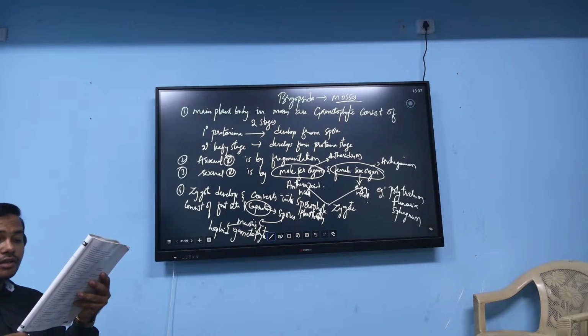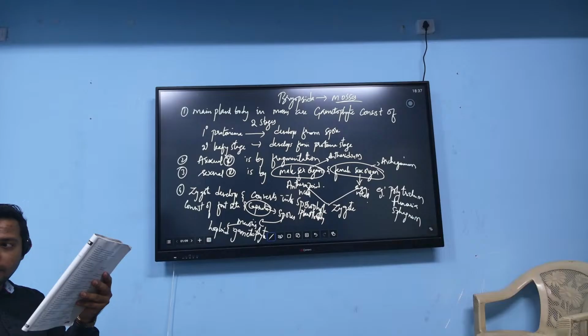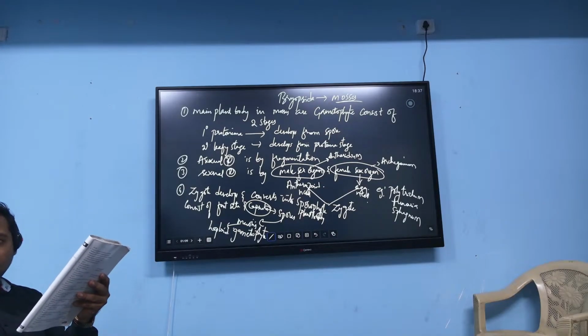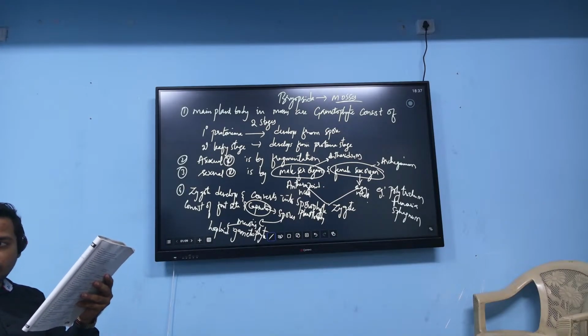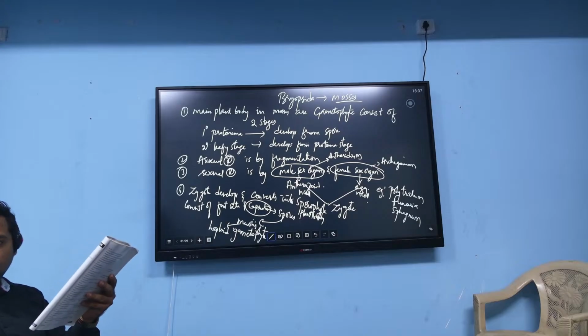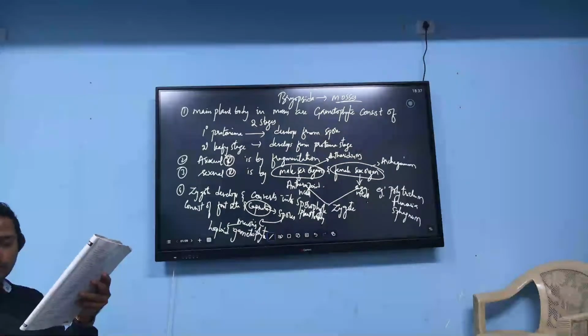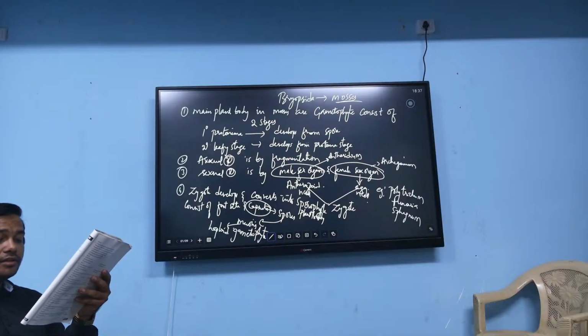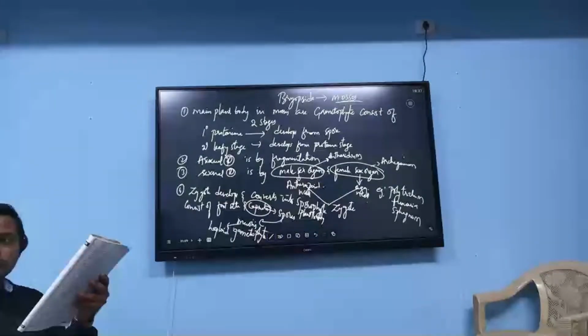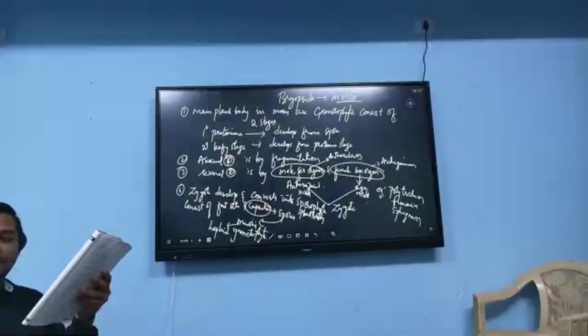Their zygote undergoes meiosis. Correct? How? Their zygote will not undergo meiosis. Once it undergoes meiosis, the sporophytes will produce spores. Option D, their spores germinate to produce gametophytes. Sporophyte will produce spores. Their spores will germinate to produce gametophytes.